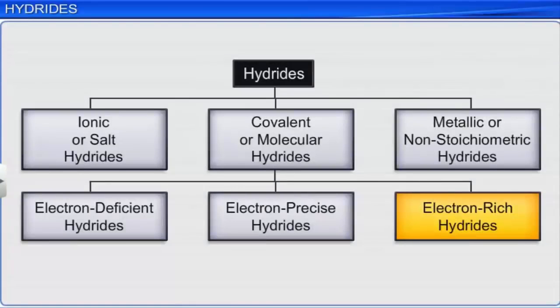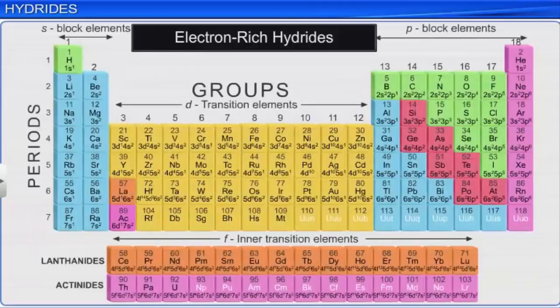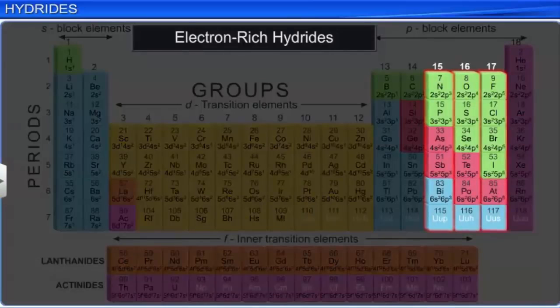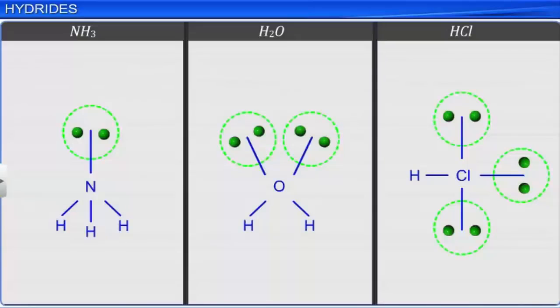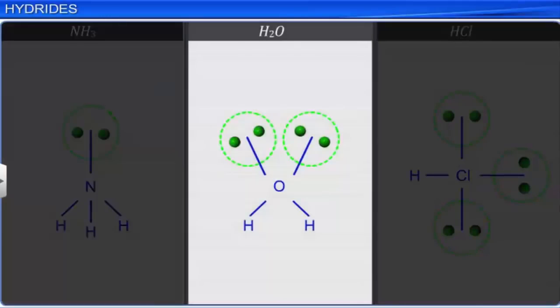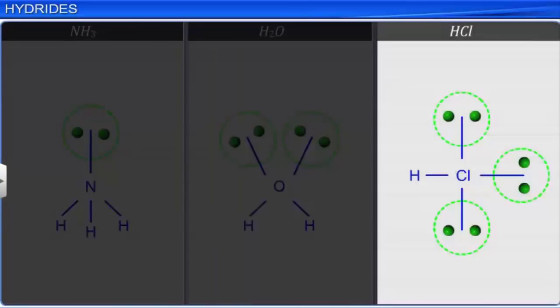Electron-rich hydrides have excess electrons, which are present as lone pairs. The elements of group 15, 16, and 17 form such hydrides. For example, NH3 has 1 lone pair on nitrogen. H2O has 2 lone pairs on oxygen. And HCl has 3 lone pairs of electrons on chlorine.